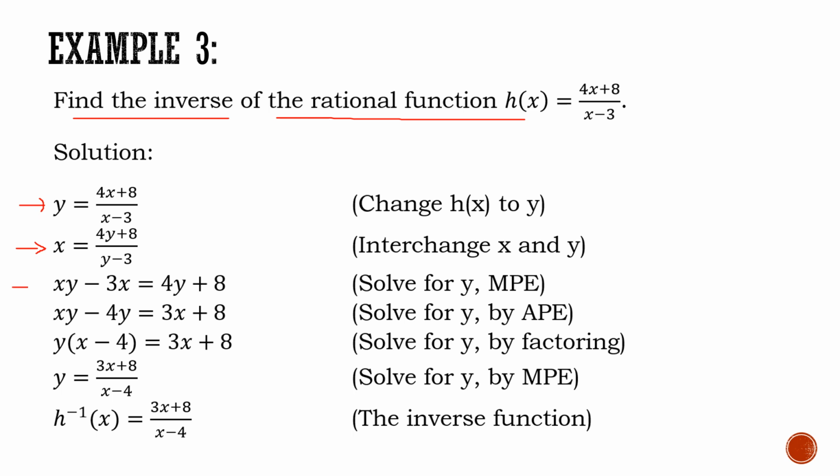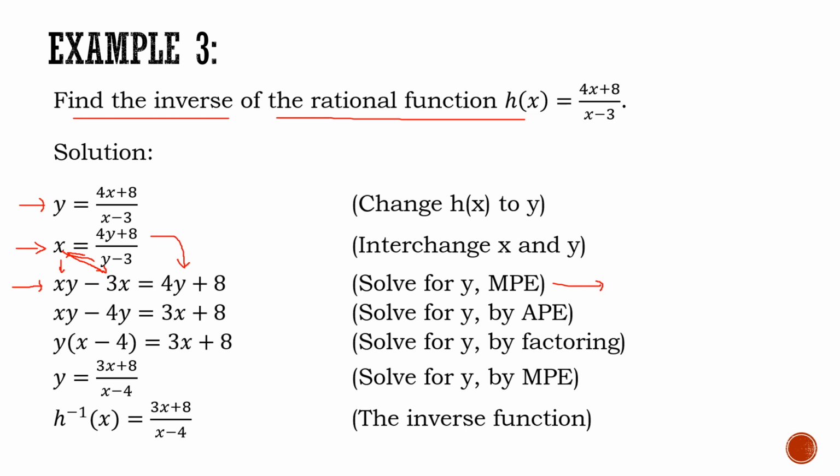Then the next thing to do is to apply the MPE, or the multiplication property of equality. We simply cross multiply this y minus 3 to x. So it becomes x multiplied by y, and x multiplied by negative 3, so it becomes negative 3x. Then we copy your numerator here, that will be 4y plus 8.